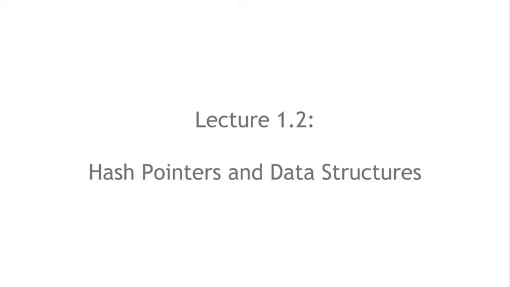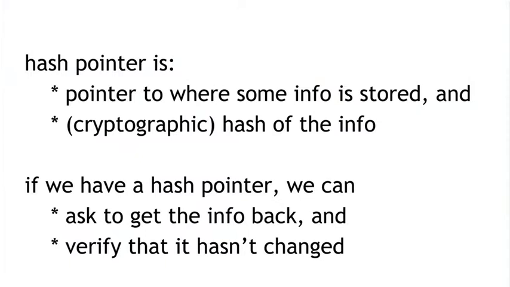In section 1.2, we're going to talk about hash pointers and their application. A hash pointer is a kind of data structure that turns out to be used a lot in the systems that we're talking about. A hash pointer is basically a simple thing: we're going to take a pointer to where some information is stored, and together with that pointer, store a cryptographic hash of the information.